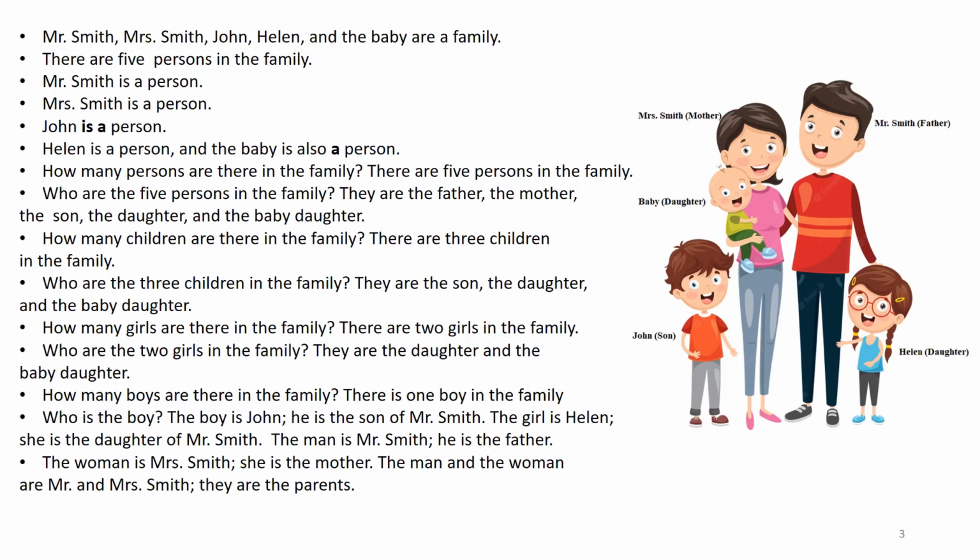Mr. Smith, Mrs. Smith, John, Helen, and the baby are a family. There are 5 persons in the family. Mr. Smith is a person, Mrs. Smith is a person, John is a person, Helen is a person, and the baby is also a person.